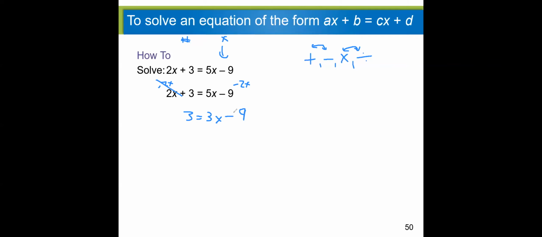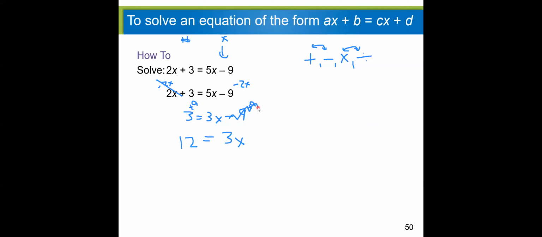So this 9 here is subtraction. Opposite of subtraction is addition. If I add 9 to both sides, and again I have to add to both sides. When I do the one side, I do the other side, right? We've talked about this before. 9's cancel. 9 plus 3 is 12. 12 equals 3x. At this point, I have one number to get rid of, that being this 3 here.